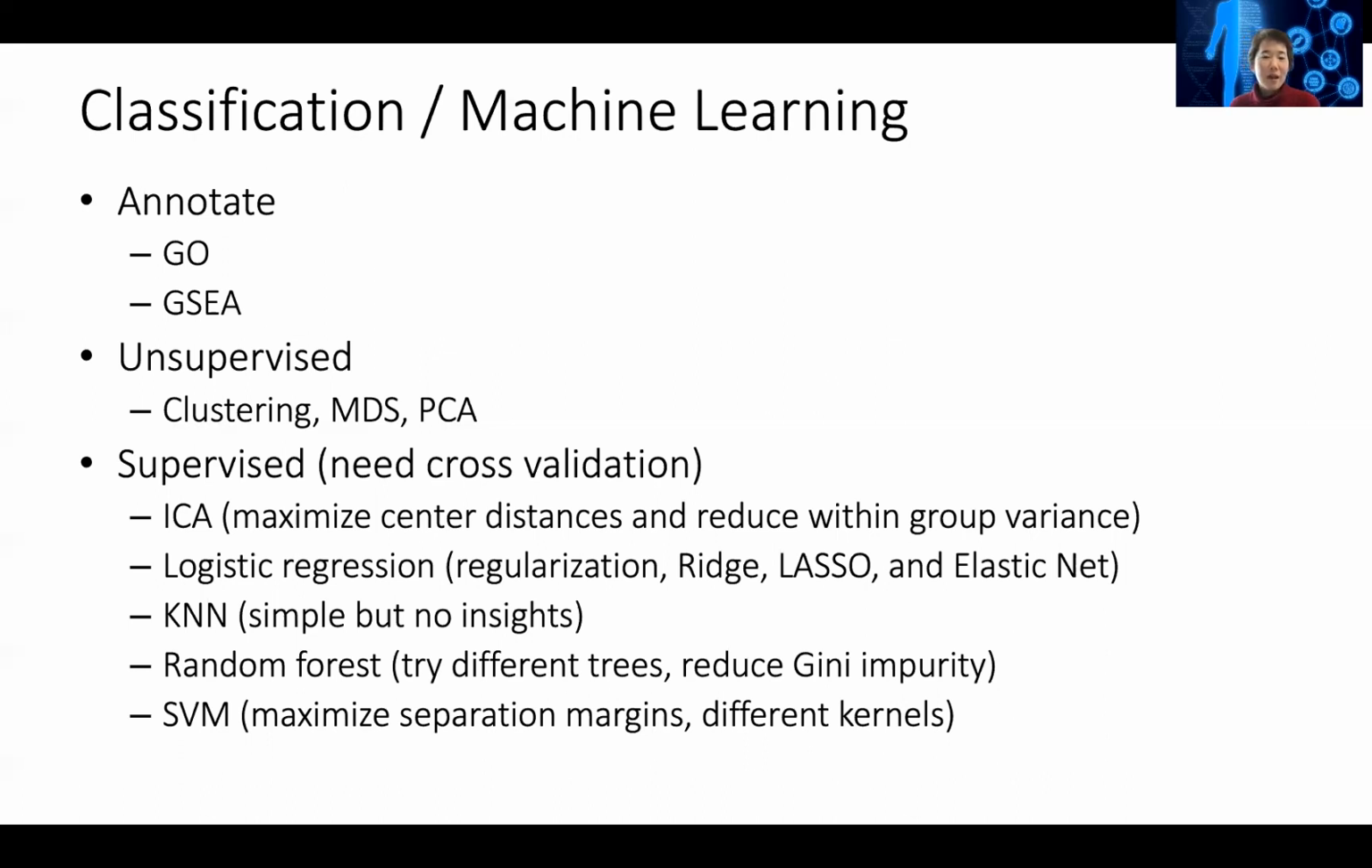So for machine learning, we mentioned there are unsupervised machine learning approaches and supervised machine learning approaches. Unsupervised is where we don't look at the sample labels ahead of time. You just try to cluster the samples. For this clustering, you can use just hierarchical clustering. You can use MDS. You can use PCA. So MDS and PCA, remember, these are also dimension reduction approaches.